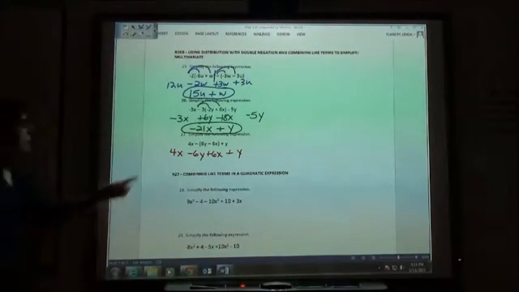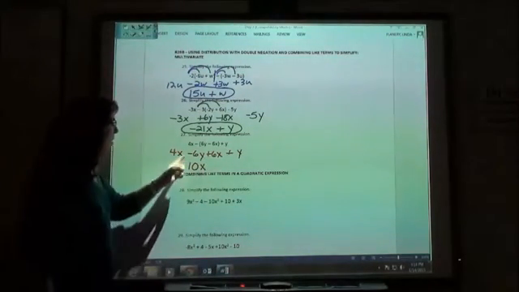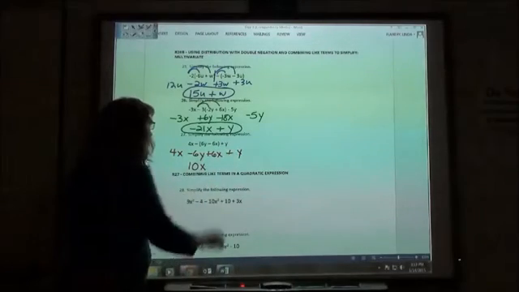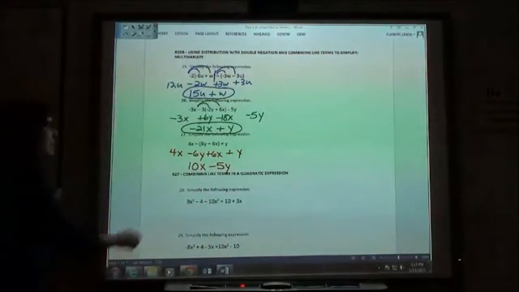Combining my like terms. 4x plus 6x is 10x. A negative 6 plus a 1, I subtract, so I get negative 5. So 10x minus 5y.